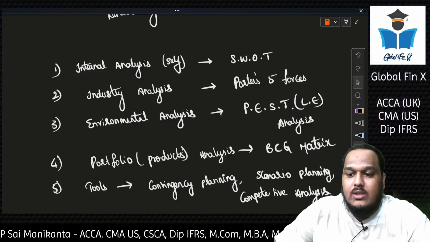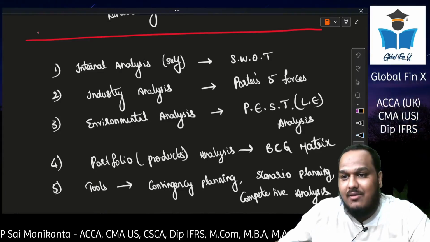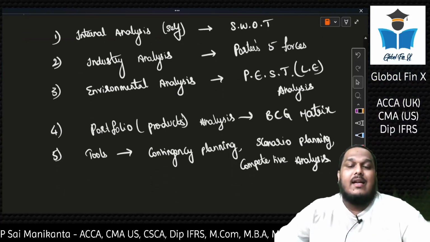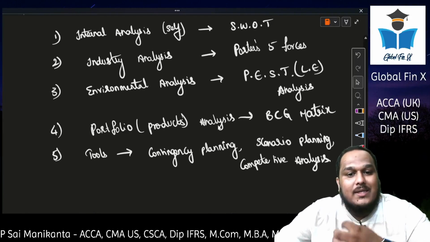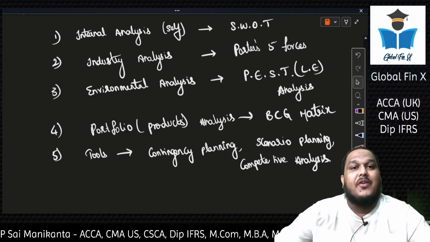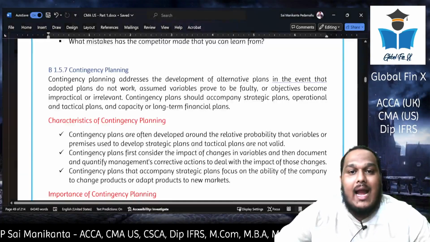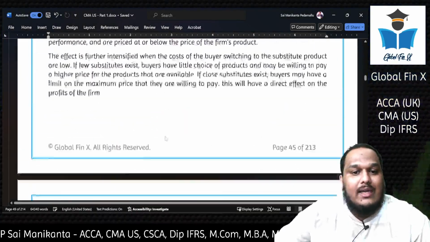Okay. So these are the different tools that we are going to discuss. We are going to use these tools for different levels of strategic planning. So you have your internal self-analysis, SWOT analysis; industry, Porter's 5 forces; environment, you use PEST analysis; for portfolio you use BCG matrix; and then you have your other tools like contingency planning, scenario planning, and competitive analysis. So first let's start our discussion with the internal analysis.